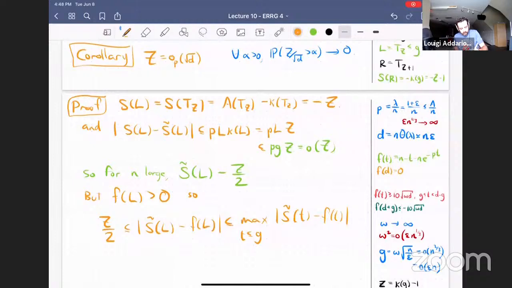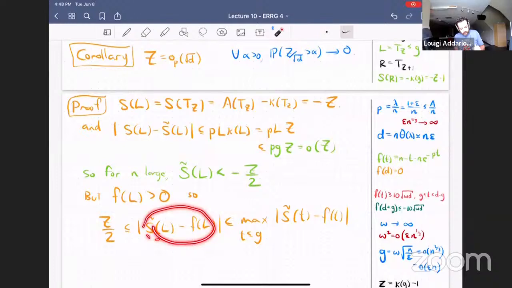Right, so this is because I have here, oh, sorry, I'm missing an inequality. This is less than minus z over 2. Right, so I'm just saying, because f is positive, here I'm going to get something less than minus z over 2. So after taking absolute values, I get something bigger than z over 2.